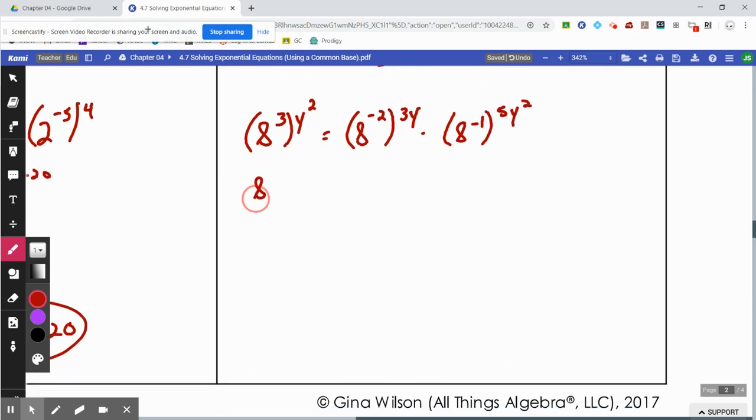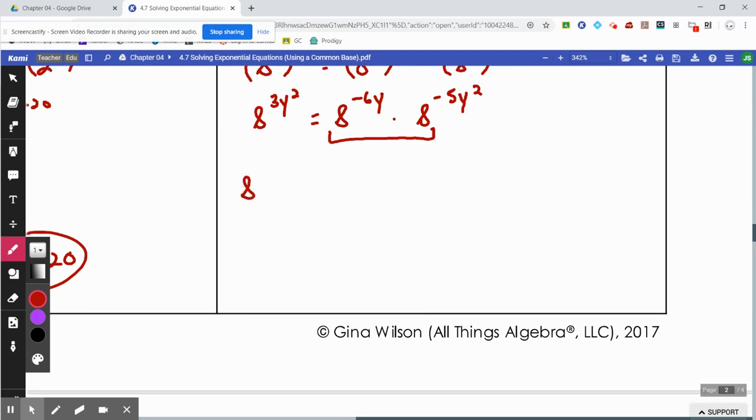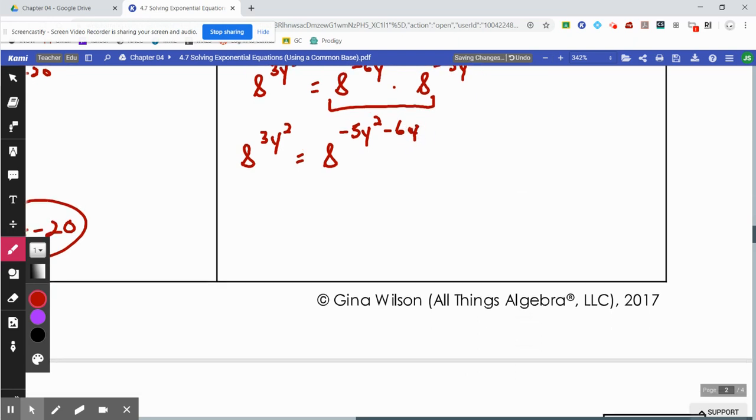Powers to powers, let's multiply. This would be 8 to the 3y squared equals 8 to the negative 6y times 8 to the negative 5y squared. Let's combine these two by adding our exponents. 8 to the 3y squared equals, you can't combine those, so therefore let's just leave it as negative 5y squared minus 6y. I just wrote my y squared stuff first. Now our bases are the same, so let's set our exponents equal to each other. Negative 5y squared minus 6y.